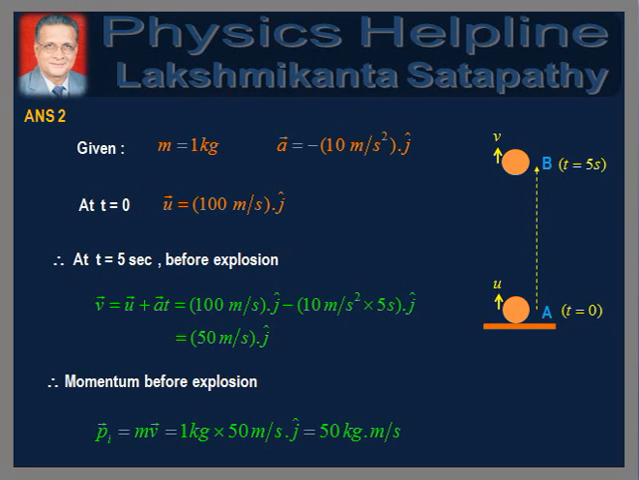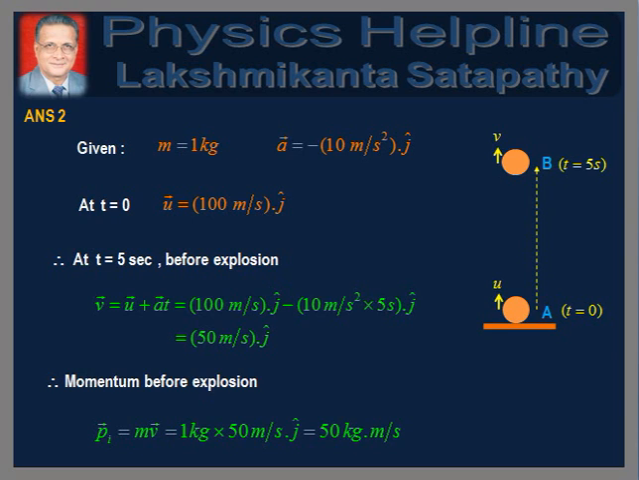Now, let us solve the problem in question 2. It is about a bomb exploding in mid-air into two parts of different masses. Velocity of the smaller part is given in the question. We are required to find the speed of the larger part after the explosion. We will solve it by vector method. For this, we will take the vertically upward direction as the positive y direction.